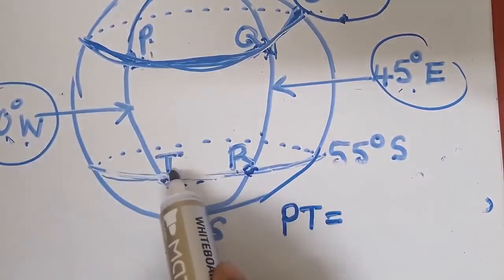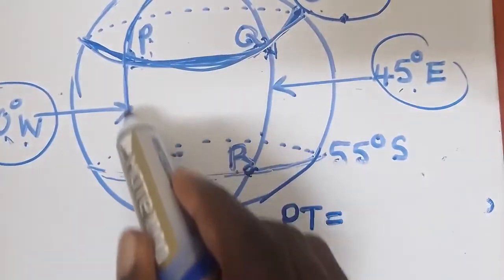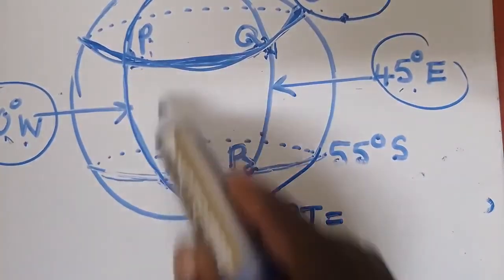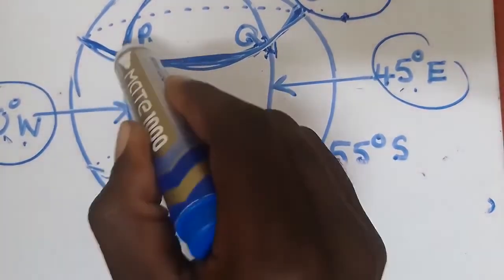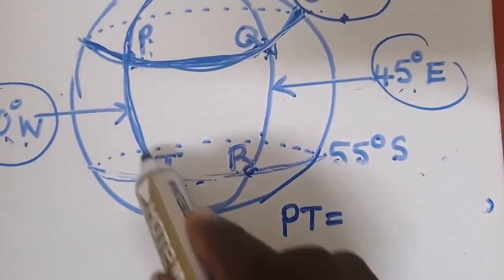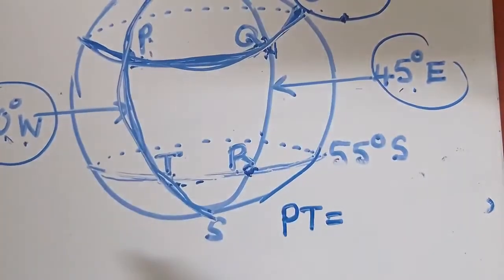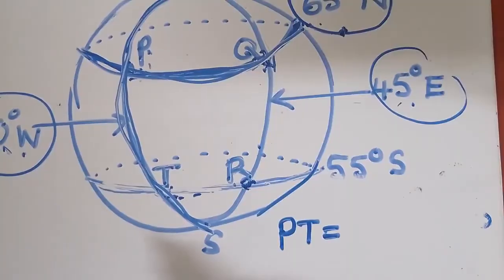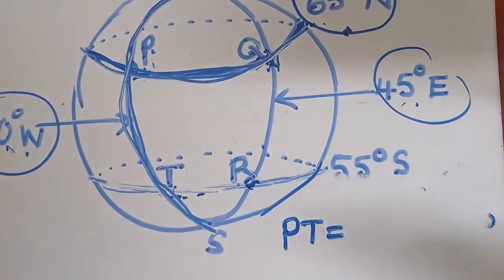PT. You ask yourself, is it in the latitude or longitude? You are coming from there, going there. So is this latitude or longitude? This is the longitude. Have you seen? This is the what? Longitude. So the language that was used in the question was just to confuse us. But these things are very simple.